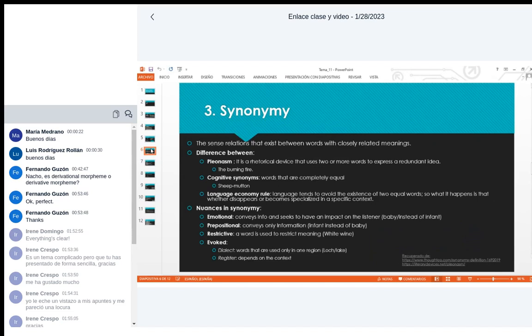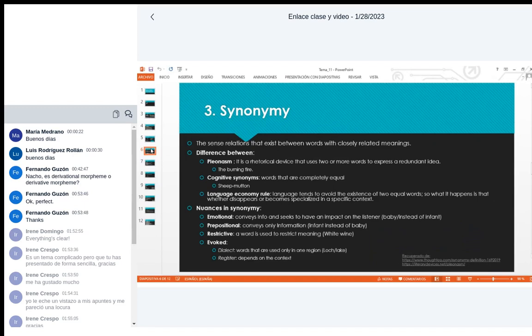Language economy functions in two ways. Either one word is eliminated, so throughout the years there's kind of a battle between these two words, and one is eliminated and dies, if you want to say, the term died, and the other is triumphant, so it is kept in the language. Or one of them is specialized into a very particular context, and the other is the one used in the general concept.